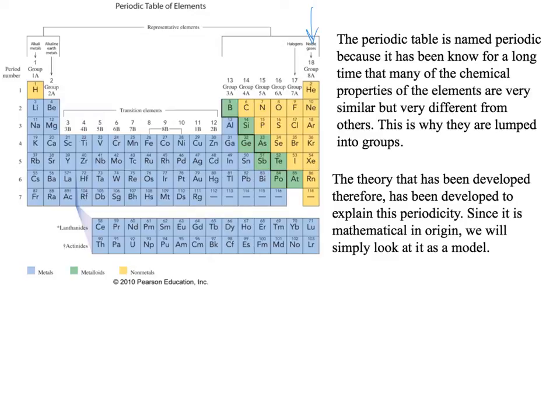We've already talked about the columns, technically called a group. For instance, noble gases. These guys here on the end, they have very, very similar properties. And even though they sit over here and, well, yeah, neon is a nonmetal and fluorine is a nonmetal, these two, neon and fluorine, are actually very different from one another in terms of their properties. So the theory has been developed to explain this periodicity, we call it. It's mathematical in origin, so we're going to simply look at it as a model.